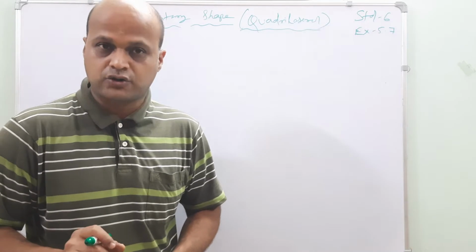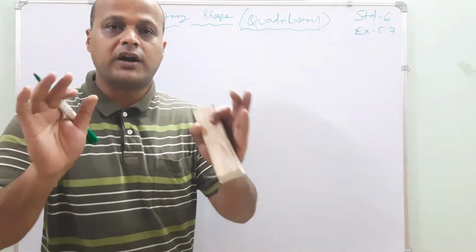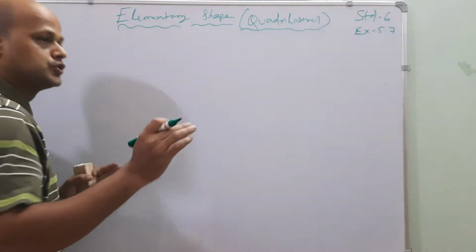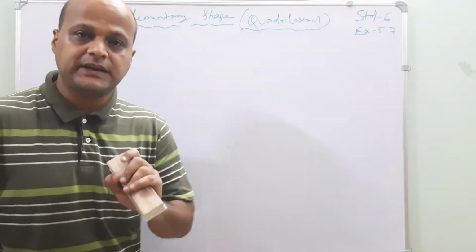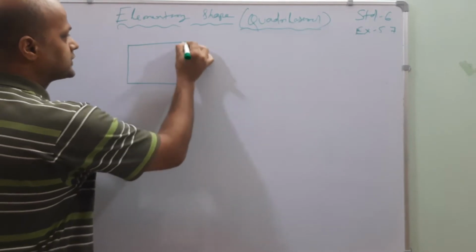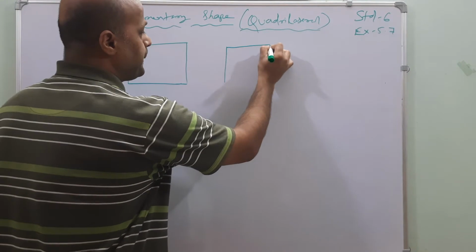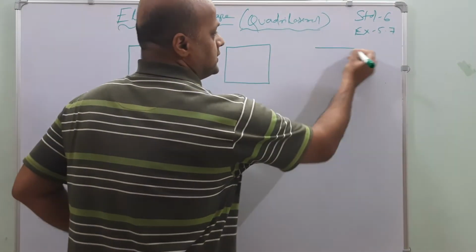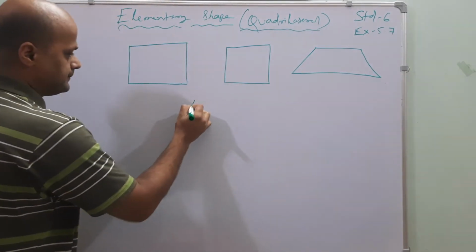Okay, so let's start one by one. What is the definition of a quadrilateral? A quadrilateral is a closed curve or closed boundary made up of 4 line segments. I mean the quadrilateral has 4 sides, bounded by 4 sides or 4 line segments. These are some examples of quadrilaterals.